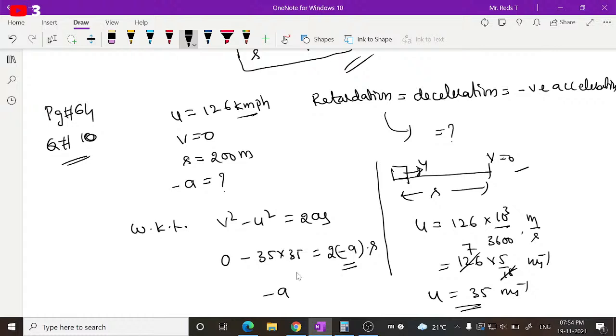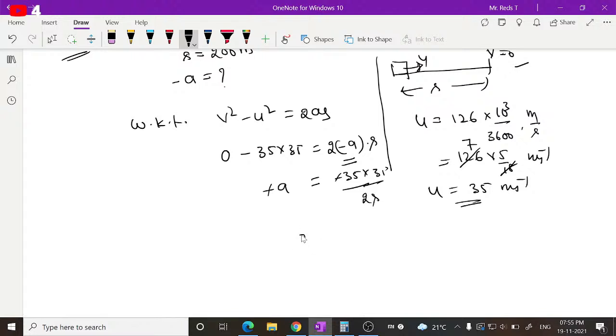So minus a is equal to... Distance is 200. Actually, minus a is equal to minus 35 into 35 by 2 into s. Yes, acceleration will be negative acceleration. If you take this negative sign, you have to cancel it. Otherwise, if you take this as retardation, then you will just get the negative sign. Otherwise, you have to cancel this out.